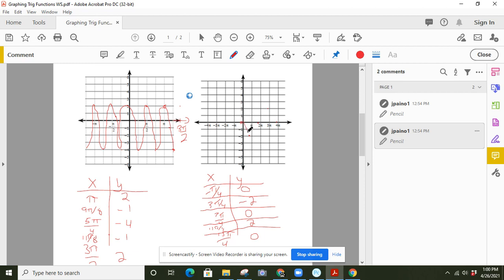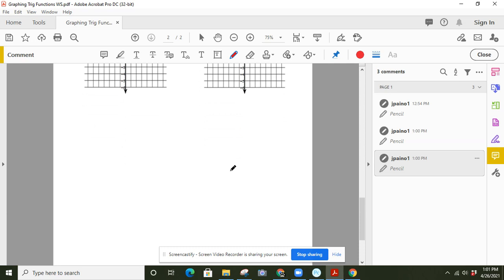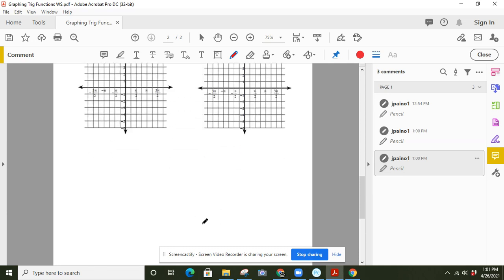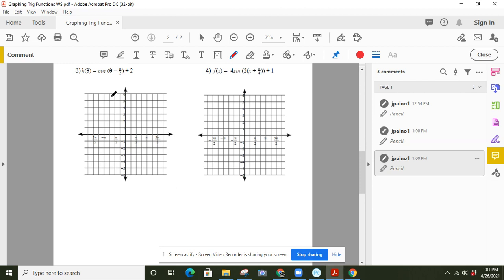Okay, so you can see if I graph just one cycle of this, it looks something like that. It's kind of sloppy, but you get the idea. Let me erase that and clean that up a little bit. There we go. All right.